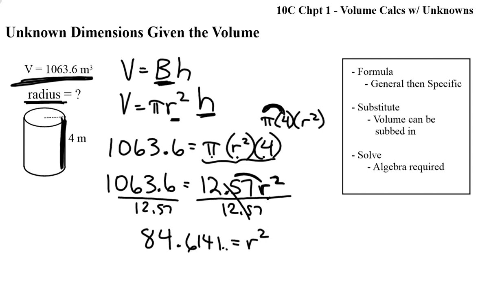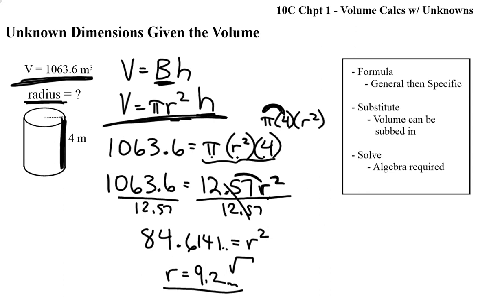But how do I get r by itself? If you want to get rid of a squared, remember you always finish by square rooting. So make sure you square root. When you square root that value, we end up with r equal to 9.2 meters. So we get a radius of 9.2 meters in this situation.